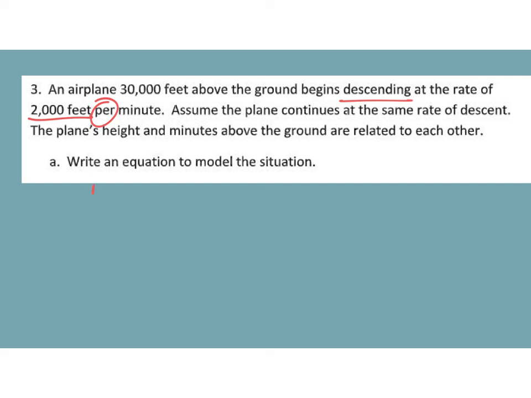Write an equation. So we're going to write y equals mx plus b. You always hear me say m and b. Now, the word per takes me to the fact that this is our rate, and it's descending. So it would be a -2,000 because it's descending at a rate of 2,000 feet per minute. And of course, our starting point is that 30,000 feet. So this equation is going to be quite long because of those zeros. So y equals -2,000x plus 30,000.